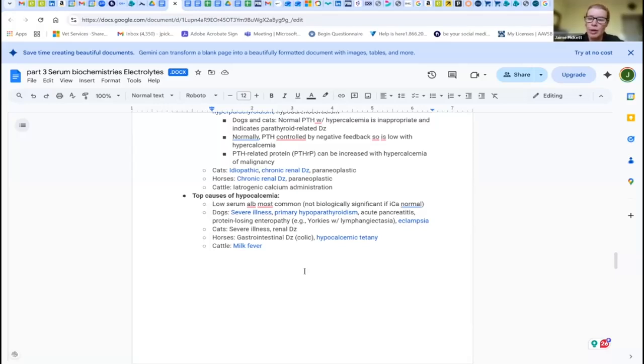One more detail is that we look at the calcium phosphorus product. So calcium times phosphorus. If it's over 70, soft tissue mineralization becomes a concern, especially in renal disease. And as we talked about before, especially in horses and cats.